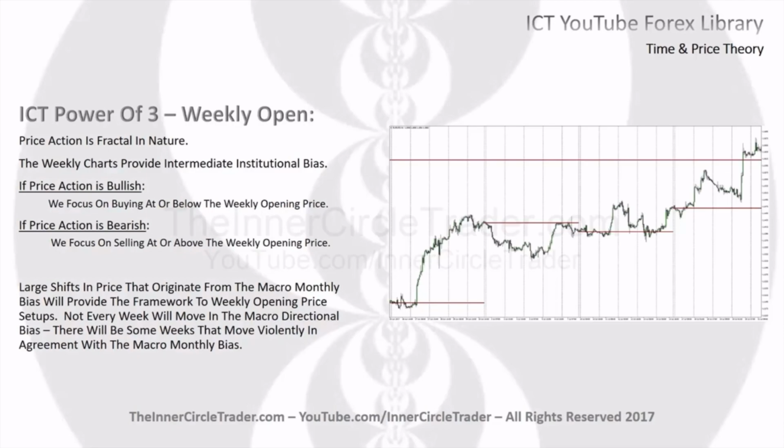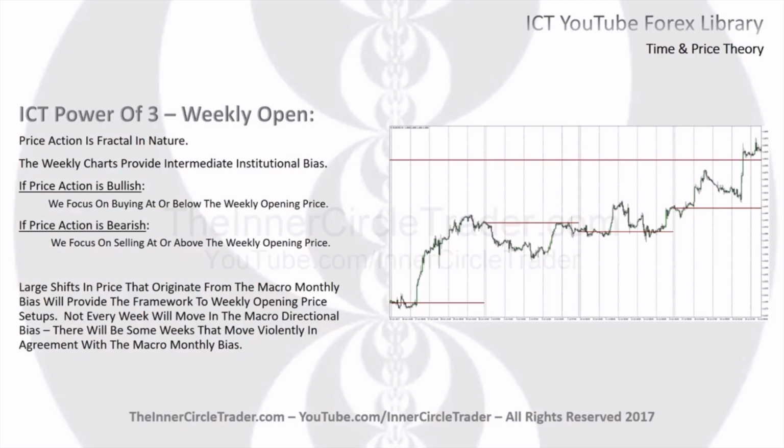But what we use for the weekly open, if we know that our analysis leads us to a bullish weekly perspective, we're going to be focusing on buying at or below the weekly opening price when bullish. And when we're bearish on the weekly, we're going to be focusing on selling short at or above the weekly opening price. Now, large shifts in price that originate from the macro monthly bias will provide the framework of weekly opening price setups. Now, here's a key point. Make sure you remember this because it's not that every week is going to be bullish or bearish.